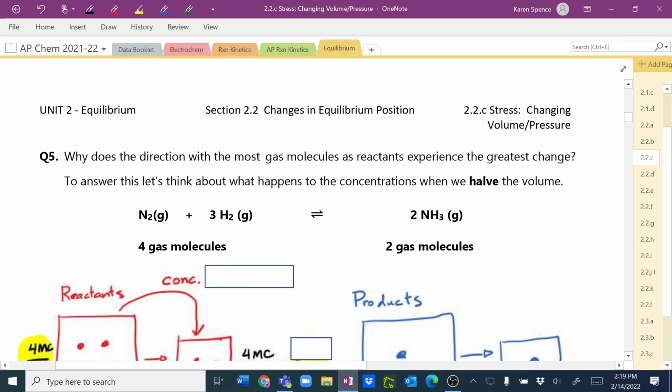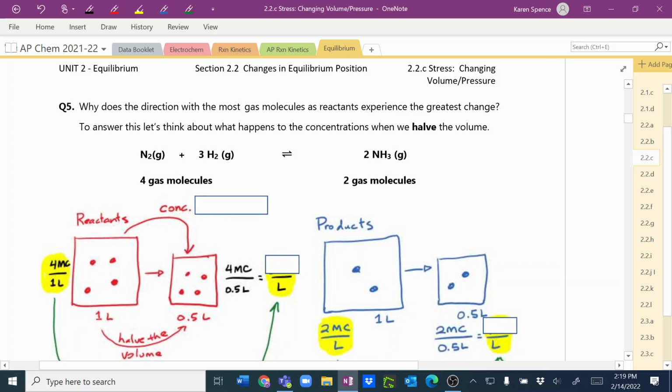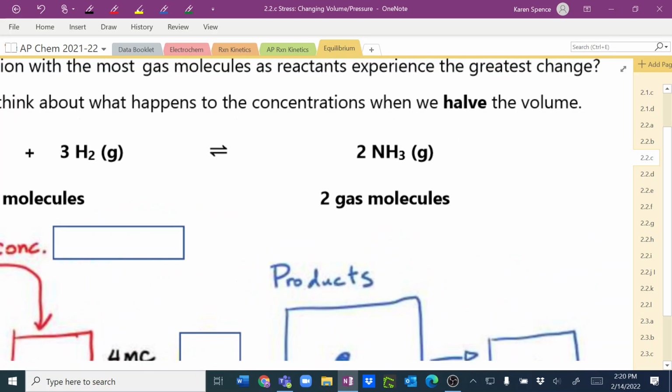Do we want to go through this whole thing? Sure. Okay. Why does the direction with the most gas molecules as reactants experience the greatest change? Let's think about what happens when we halve the volume, not when we have the volume as in owning it. Okay?